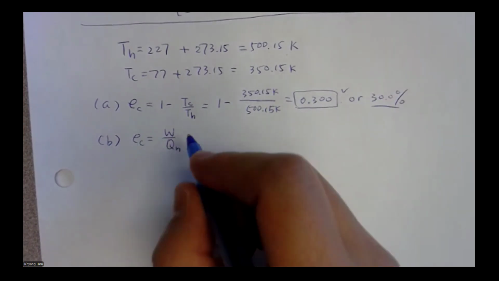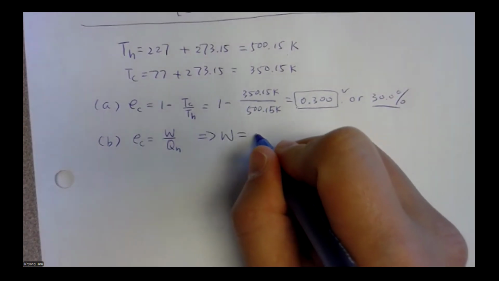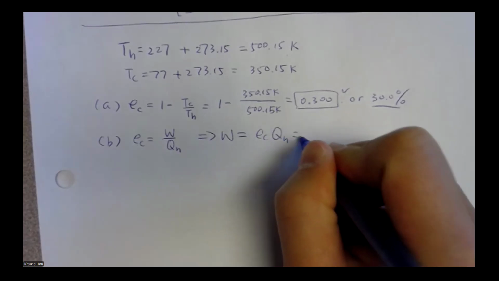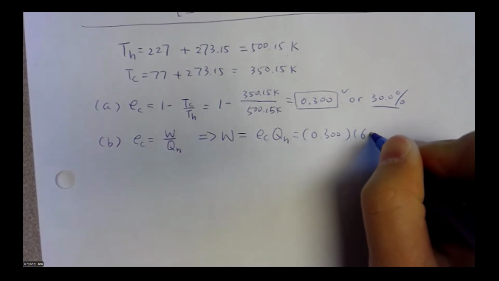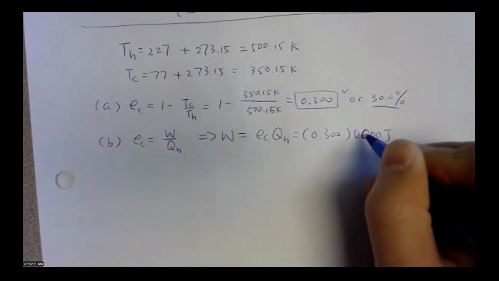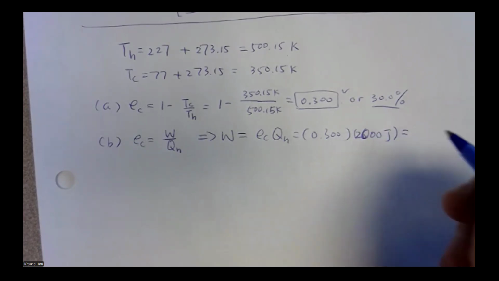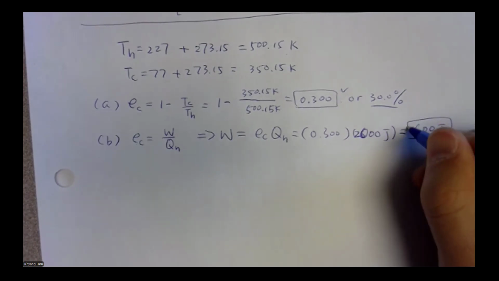So then W, according to this, is efficiency times QH. Okay, so 0.300 times the 2000 joules of energy as is stated in this problem. Okay, so that gives you 600 joules.